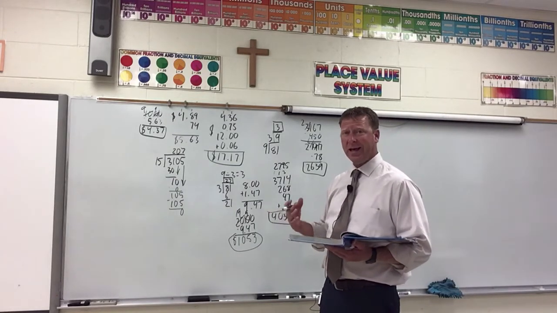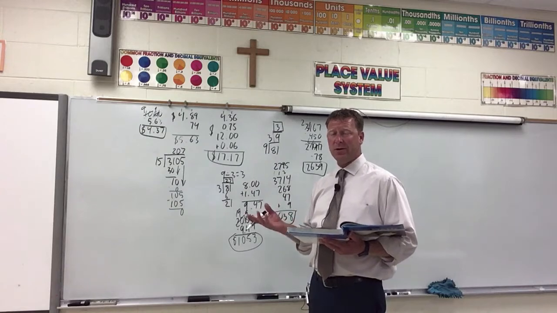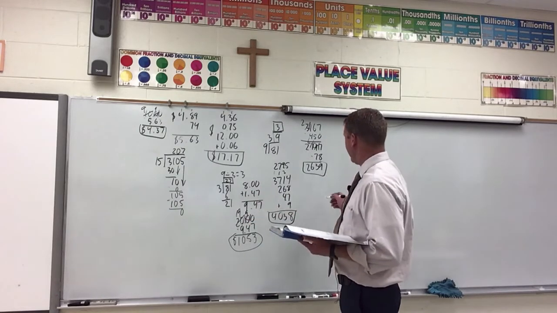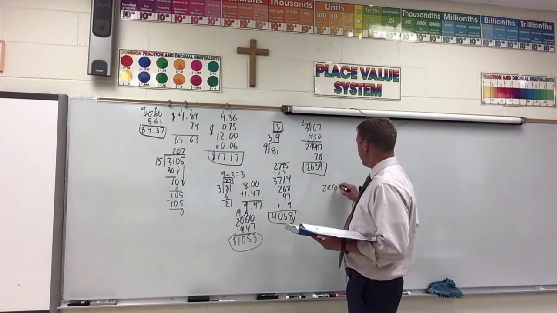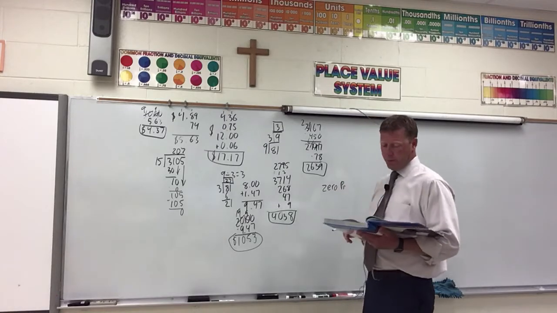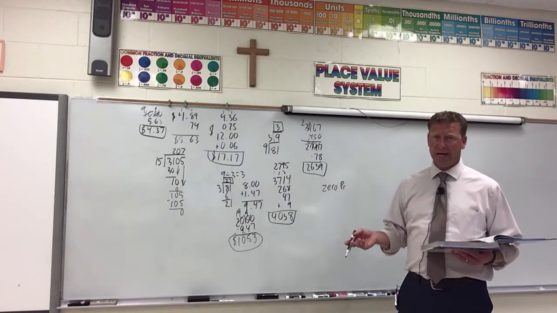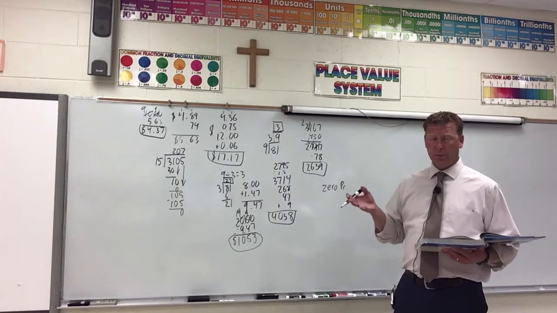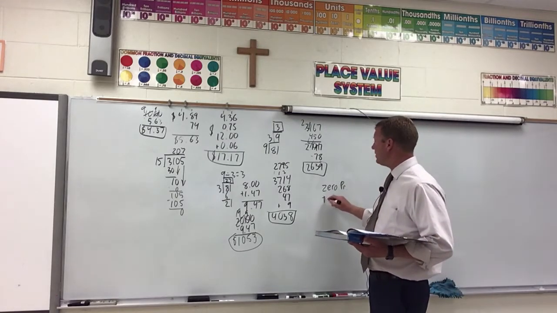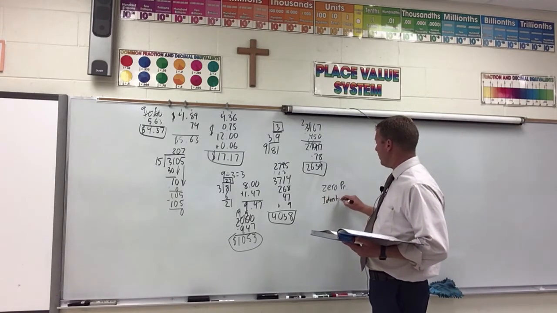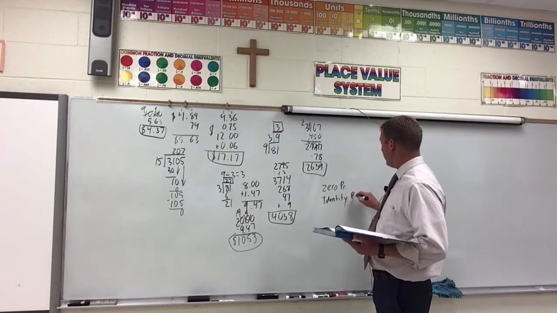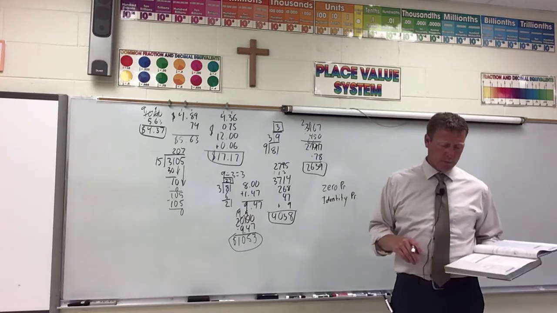Number 27, which property can be used to find each missing number? I look at A, I have 10 times something equals 0. Anytime I'm multiplying by 0, I have the 0 property. B says 10 times what would equal 10? That's the multiplying by 1. That's the identity property. So they're just showing you that in problem form where you're identifying those properties.